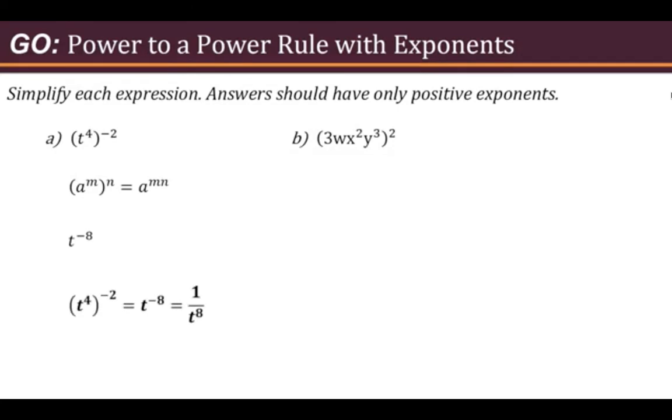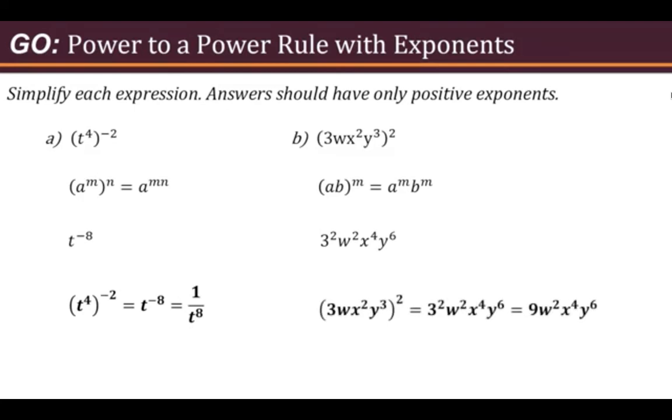3wx squared y cubed, all squared. Each element inside of the parentheses needs to be squared, since (ab) to the m is equal to a to the m times b to the m. So, (3wx squared y cubed) all squared equals 3 squared w squared x to the 4th y to the 6th, or simplified, 9 times w squared times x to the 4th times y to the 6th.